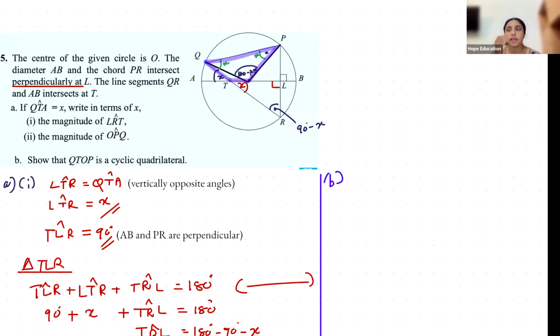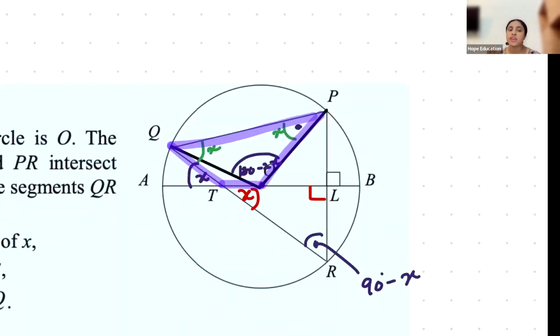If you take QTOP, any quadrilateral, the best way to prove that it is a cyclic quadrilateral is by showing that opposite angles are supplementary. In a cyclic quadrilateral, opposite angles are supplementary. That is one theorem. Then another theorem we learned: if the opposite angles of a quadrilateral are supplementary, it is a cyclic quadrilateral.